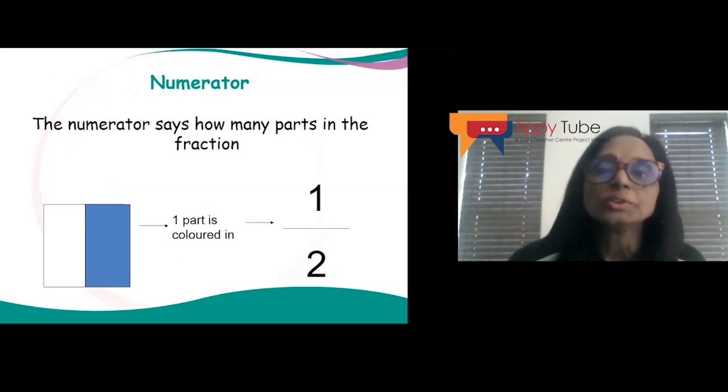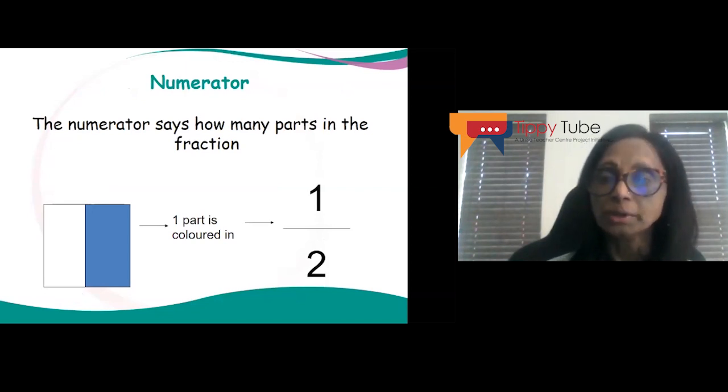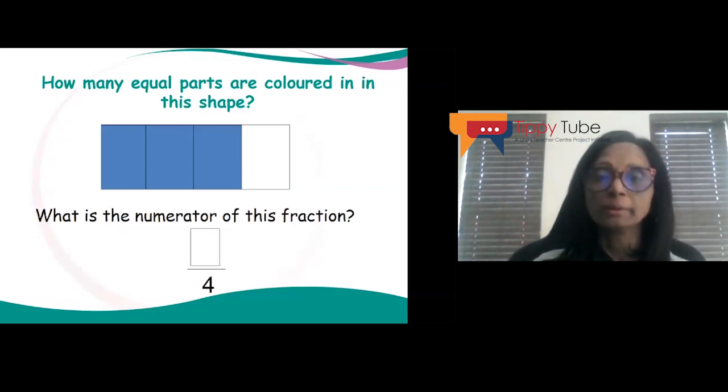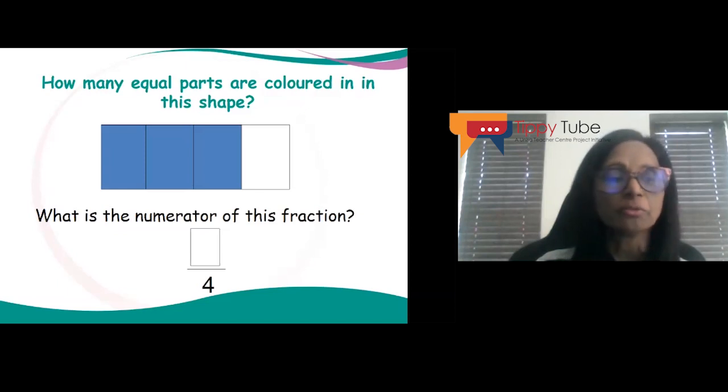Now, let's move on to the numerator. The numerator says how many parts in the fraction. 1 part is colored in. Therefore, it is 1 out of the 2 parts. How many equal parts are colored in this shape? You can see that there are 3 parts that are colored. Therefore, the numerator will be 3 out of 4.